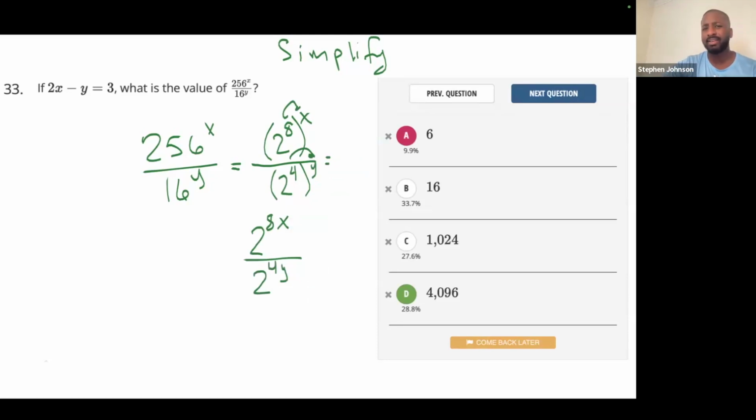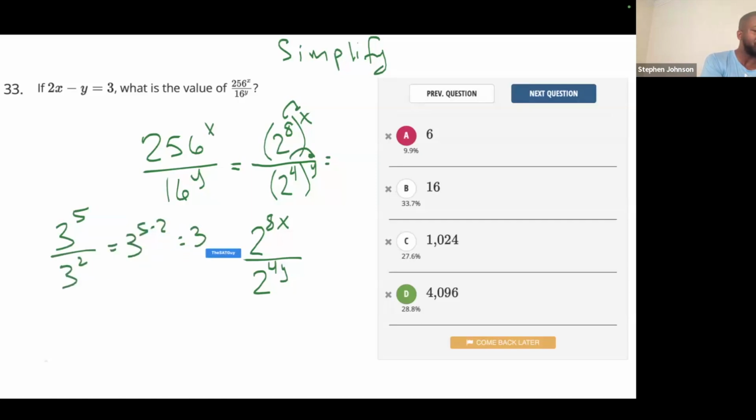All right, how is that helpful? Well, you should know, and if you don't, this is a reminder. Whenever you are dividing numbers that have the same base, all you do to solve is subtract the exponents, right? So for example, 3 to the 5th divided by 3 squared is equal to 3 to the 5 minus 2, which is equal to 3 to the 3rd, right?